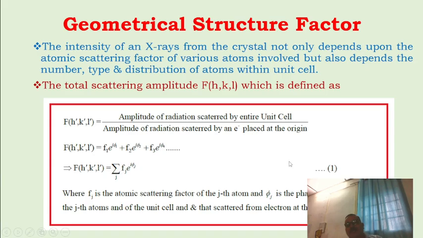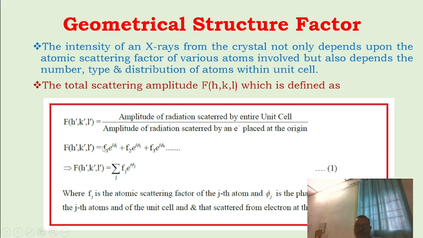So the unit cell may be of three types. For example, if we have a cubical unit cell, then it may be simple cubic, then BCC, body centered cubic unit cell, and it may be FCC, face centered cubic unit cell. So here the structure factor depends on the geometry of the unit cell. So I am replacing the atomic scattering factor by the geometrical structure factor for this.